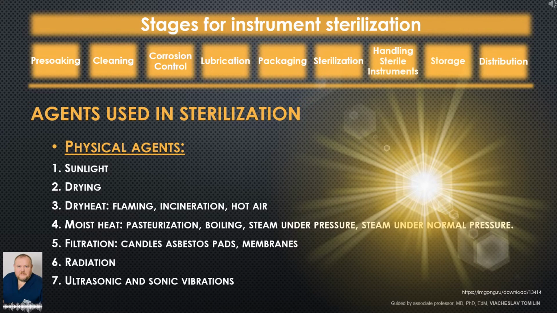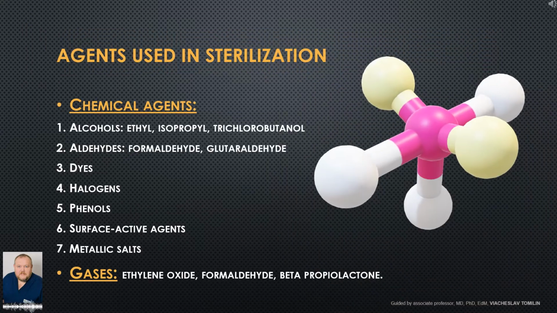Agents used in sterilization: physical agents. 1. Sunlight. 2. Drying. 3. Dry heat: flaming, incineration, hot air. 4. Moist heat: pasteurization, boiling, steam under pressure, steam under normal pressure. 5. Filtration: candles, asbestos pads, membranes. 6. Radiation. 7. Ultrasonic and sonic vibrations.